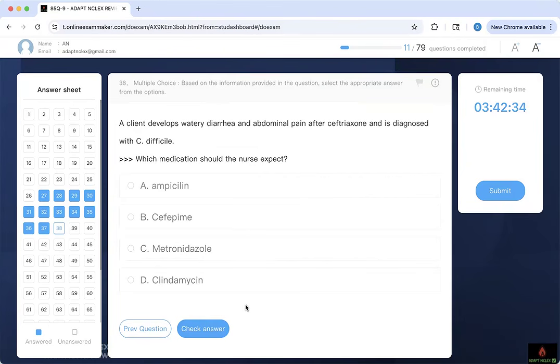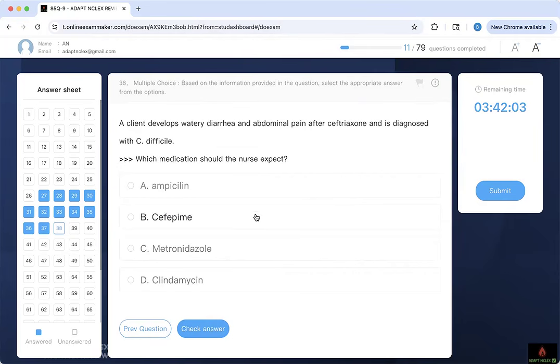Which medication should the nurse expect? A client develops watery diarrhea and abdominal pain after ceftriaxone and is diagnosed with what? C. diff. What prescription should you expect? Ampicillin, cefepime, metronidazole, clindamycin. You pick an answer? You know the answer? You have to know it because you watch Adaptation class. So what do you think? What is the question asking you?